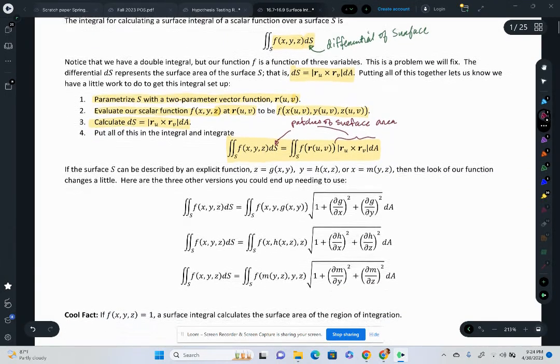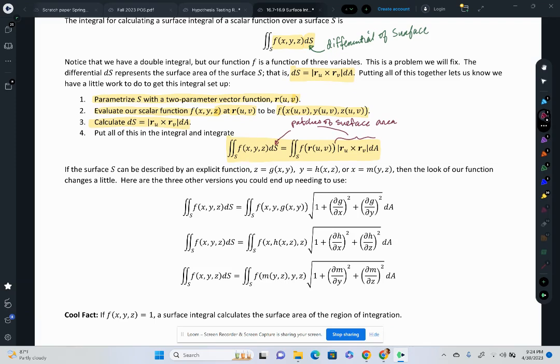Okay. So every time we're asked to calculate a surface integral of a scalar function, this is the format that we're going to use, unless, of course, our surface can be described by some explicit function. So we're coming back to this explicit function thing because we still have that surface area patch, and we found that there were two ways to do it depending on whether we had a parametric function, r of u, v, or we had an explicit function that made things a little bit easier.